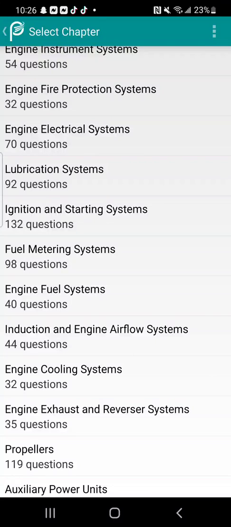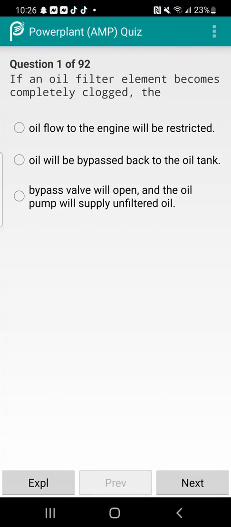Alright, let's do lubrication systems. If an oil filter element becomes completely clogged, the bypass valve will open and the oil pump will supply unfiltered oil.